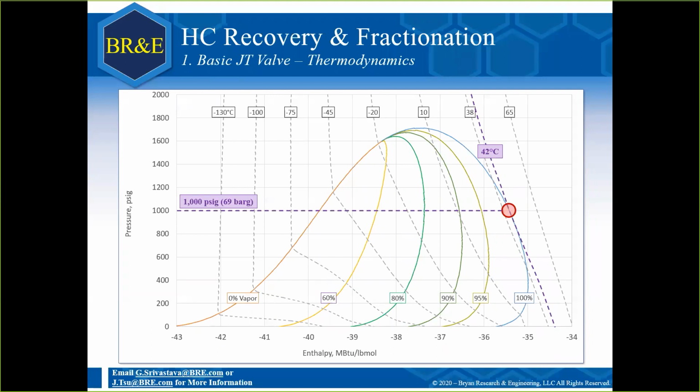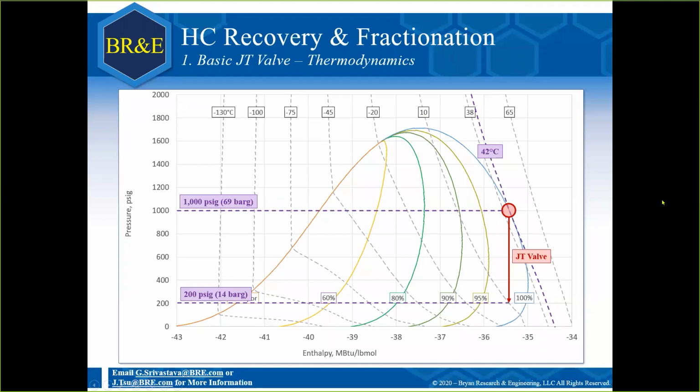Now, what happens if I put this particular point through a JT valve? Well, a JT valve goes through what is known as isenthalpic expansion. Isenthalpic just means constant enthalpy. At the bottom, you'll notice the x-axis is enthalpy. So if I were to draw a vertical line down, it would be exactly isenthalpic. So in this case, this JT valve drops me from 69 bar gauge to 14 bar gauge. And as a result, the temperature goes from 42 degrees Celsius down to 10 degrees Celsius along this isotherm.